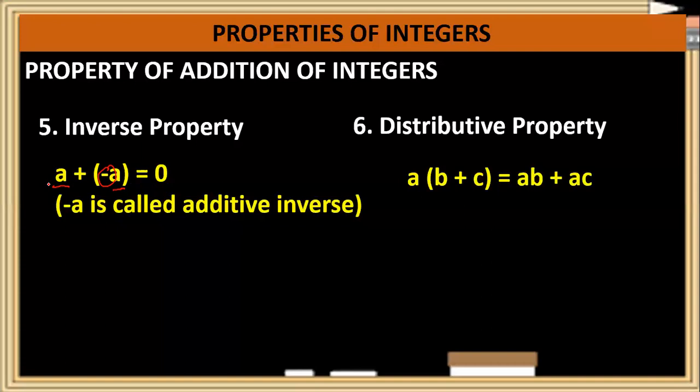So, in this case, sa inverse property, you are adding the same integer, okay, the same value with different sign. So, your answer will always be 0. And yung negative A is called the additive inverse. So, additive inverse ang tawag doon. Your answer will always be 0, pag sa inverse property naman.